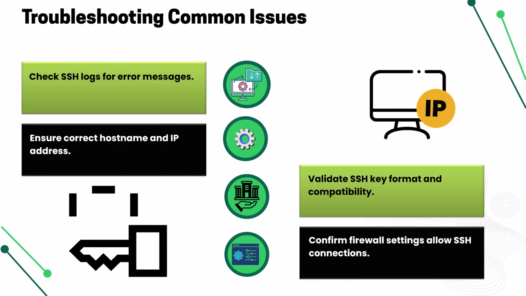Troubleshooting SSH is like playing detective. You need clues. Check those SSH logs first. They spill all the secrets about why your connection is misbehaving. Then double-check your hostname and IP. Mistyping it is like knocking on the wrong door. Make sure your SSH key format is right. It's not a magic spell, but it sure needs the right syntax to work. And don't forget those firewalls. They can be the overprotective guardians that block your access.